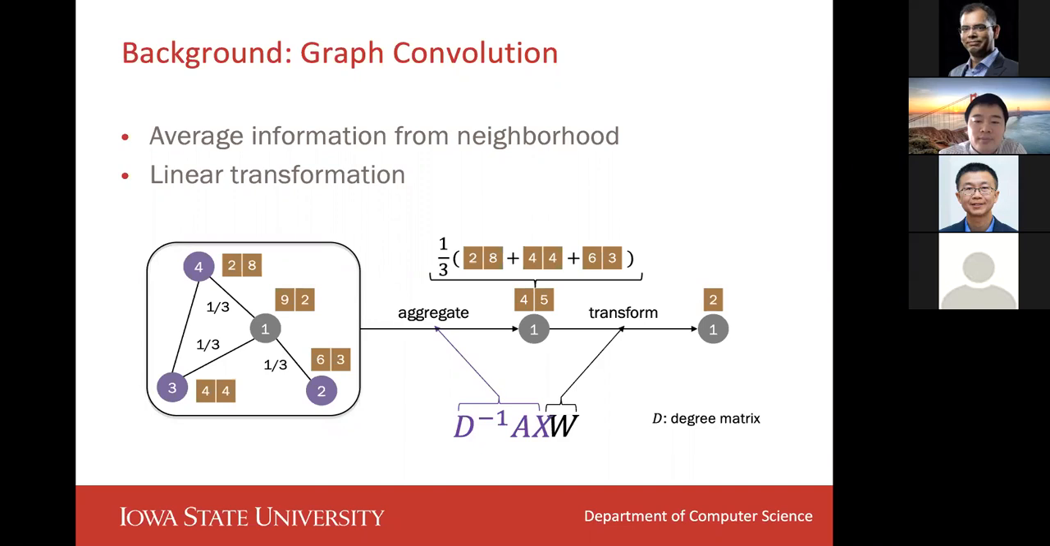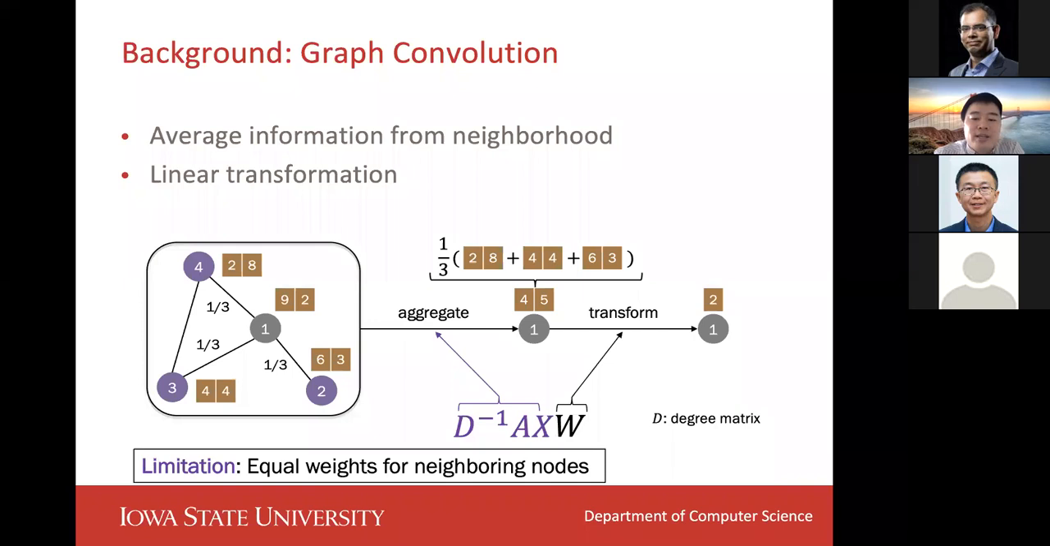But this method has a limitation. You can see it gives equal weights to the neighboring nodes, so this can limit the model capacity. We may want to give different weights to different neighbors. For example, when asking advice from our friends, we may pay more attention to some friends because they are more experienced. So this can be a limitation for the graph convolutional network.